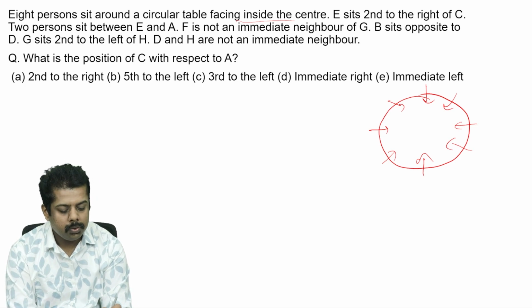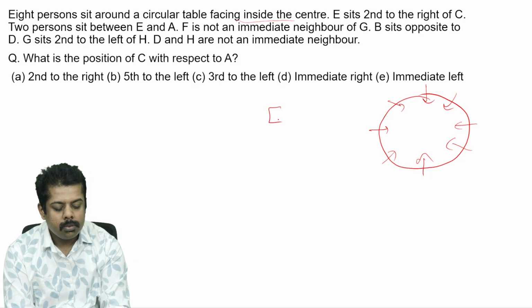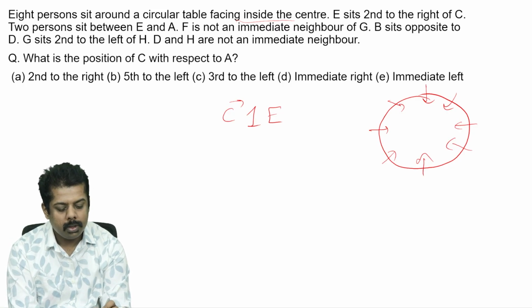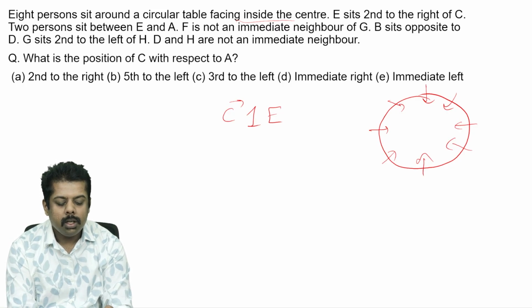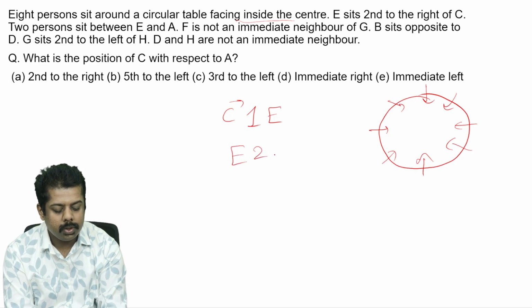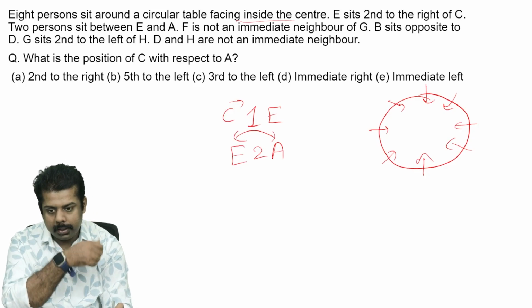Okay, now going to the points. First point: E sits second to the right of C. So the right of C is towards this direction, and E has to be here. Another point, two people are between E and A. That as well we can note down.